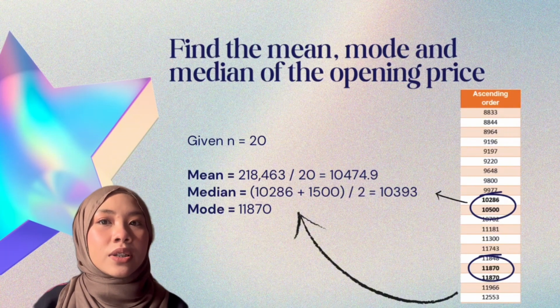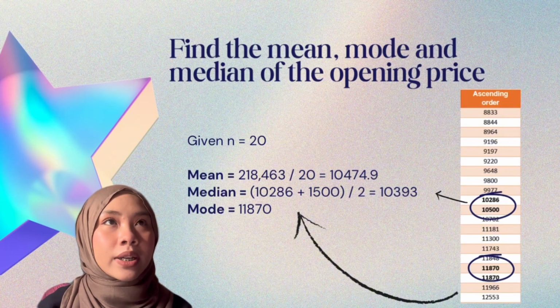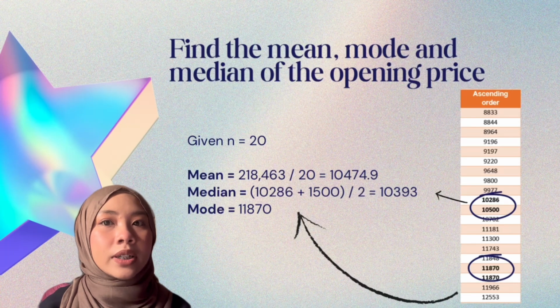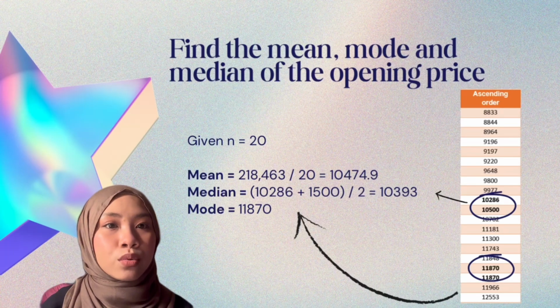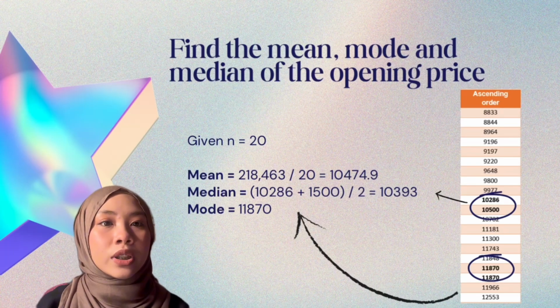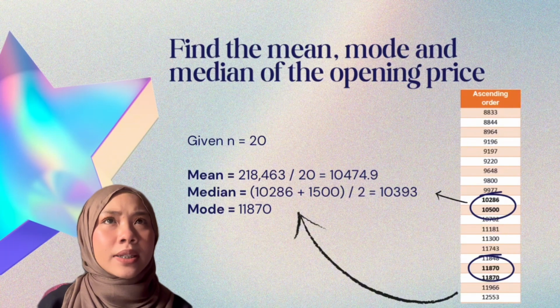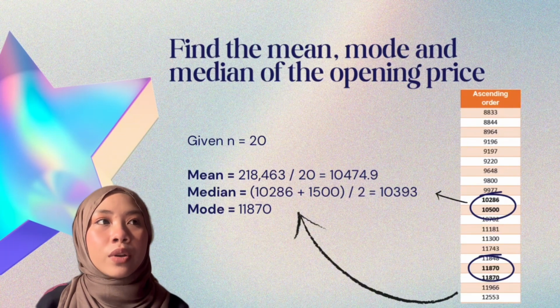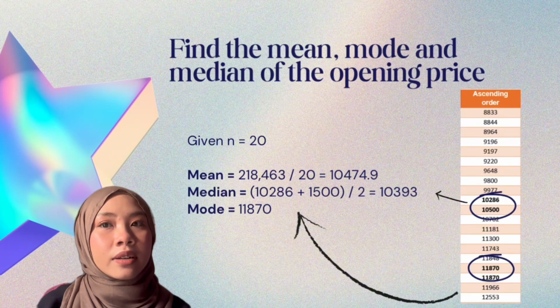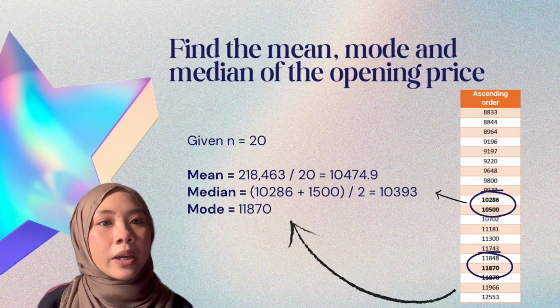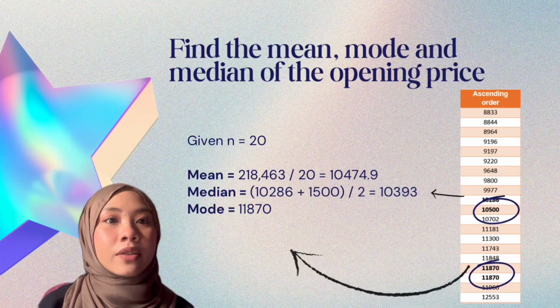For the median, we need to sort in ascending order. The middle of the data is the median. Since there are 2 in the middle, we sum them up and divide by 2. So we get 10393. The last is the mode. From the data, we need to find the number that is repeated. From my data, the repeated number is 11870.